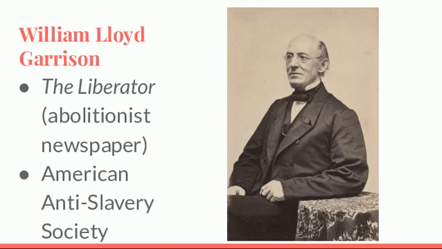So we'll start with William Lloyd Garrison. Now, William Lloyd Garrison creates a major abolitionist newspaper in an attempt to convince people that they should be able to get rid of slavery. Now, here's one big thing about him. If you look at his picture, what race is he? He's white.